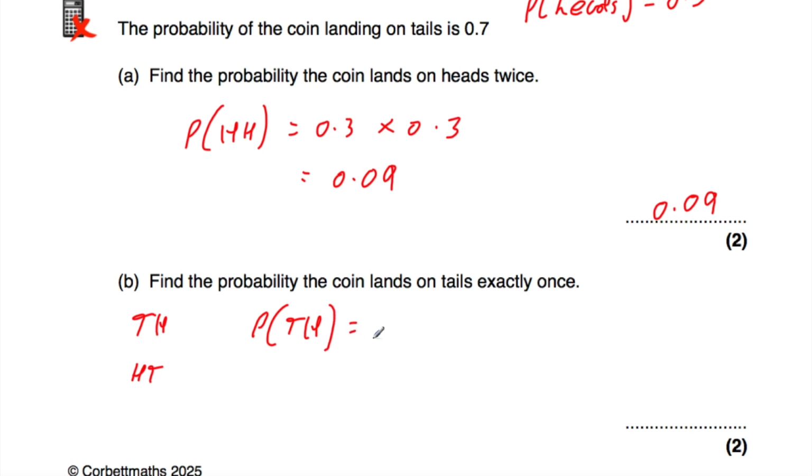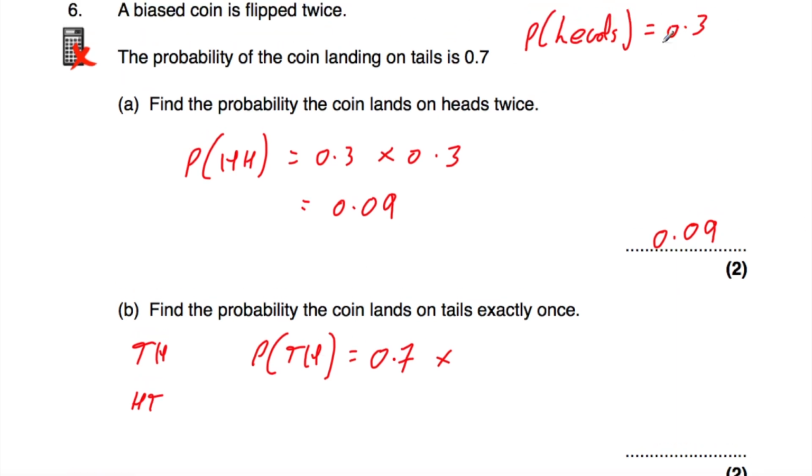So the probability of a tail and a head would be, the probability of getting a tail is 0.7, we're told that in the question, multiplied by the probability of a head, which would be 0.3, we've worked that out, because remember they have to add together to be 1. So 0.7 times 0.3 would be 0.21. The probability of a head and then a tail, well, that's going to be the other way around. The probability of a head would be 0.3. The probability of a tail would be 0.7. And 0.3 times 0.7 is 0.21.